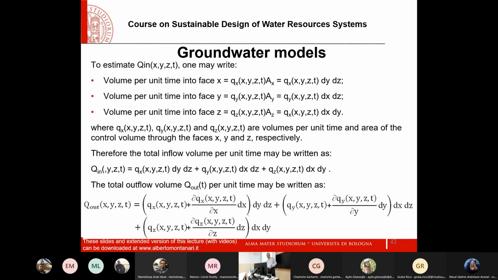In previous pages, could you please tell us the unit of the Qx or Qy? The units for the capital Q are volume divided by time. For the lowercase q, the units are volume divided by area divided by time. So it's a length divided by time. But then you multiply by the y, the z. Isn't it the Darcy velocity? No. Let's forget about the Darcy velocity.